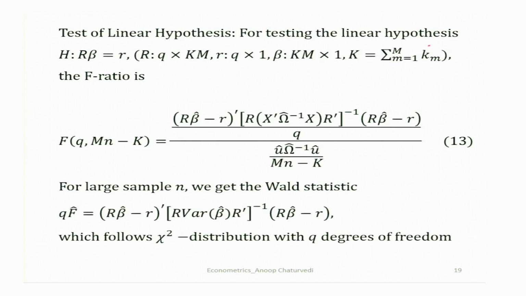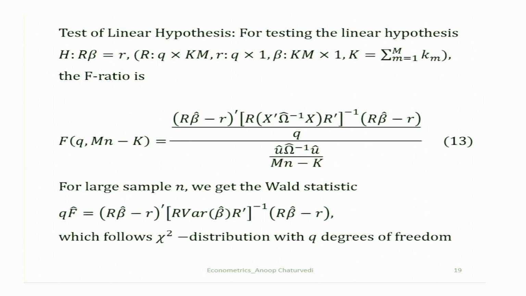Again, for testing the linear hypothesis of this form, Rβ = r, where R is of order q × kM, r is of order q × 1, β is of order kM × 1, and capital K is the summation of small k_m. The F ratio is defined as F(q, Mn − K) equal to: you take (Rβ̂ − r)ᵀ [R (Xᵀ Ω̂⁻¹ X)⁻¹ Rᵀ]⁻¹ (Rβ̂ − r) divided by q in the numerator, divided by ûᵀ Ω̂⁻¹ û upon Mn − K in the denominator.